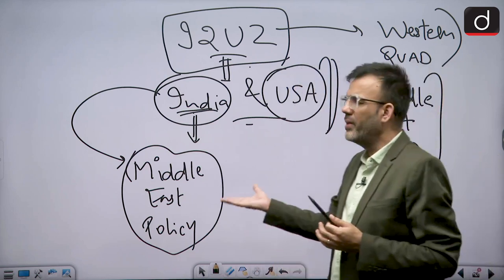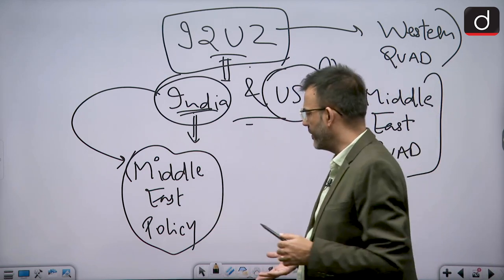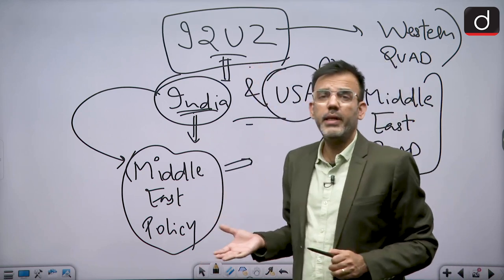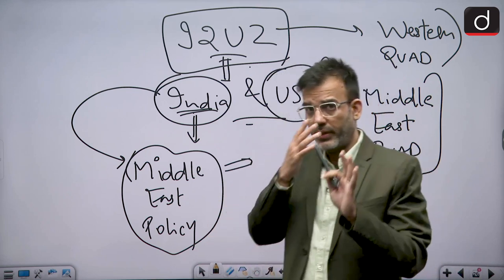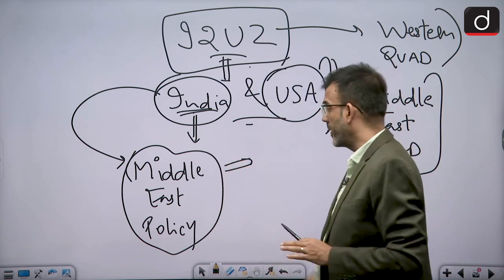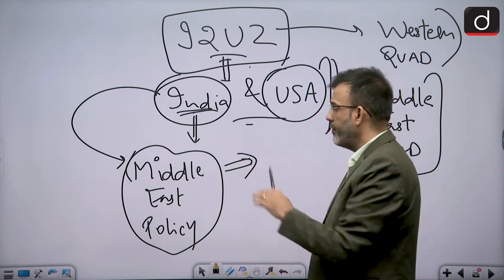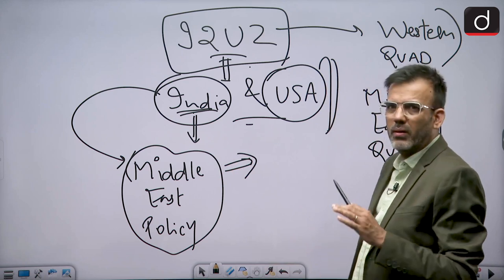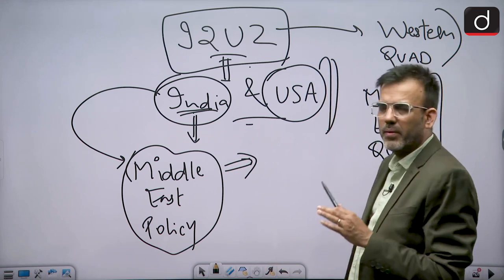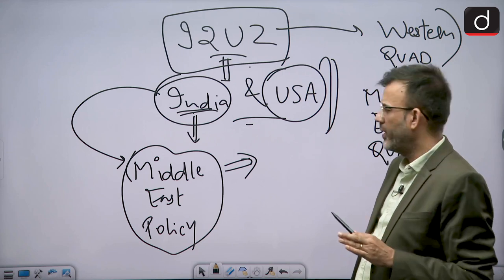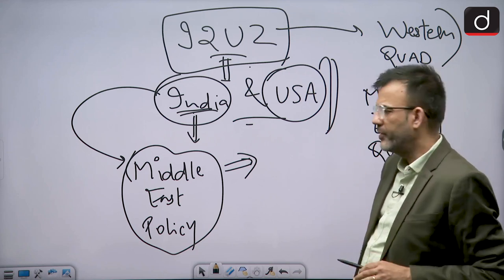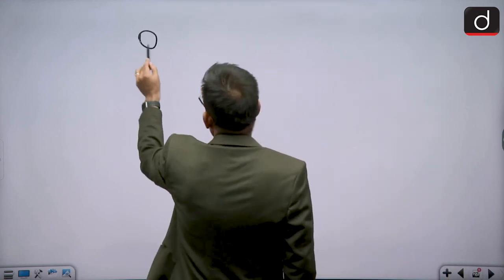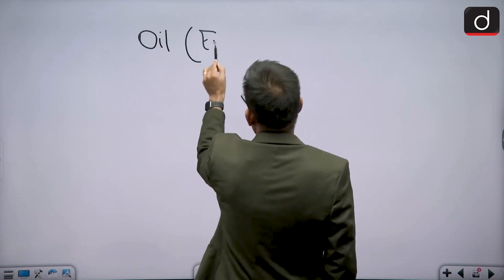What policy were we actually carrying out for this region, and by joining I2U2, are we seeing any extension to that policy? That's also one very important aspect. Now, if we look at India's Middle East policy, you will come across a very limited bandwidth policy. The Middle East was always important for India in terms of oil, energy security.